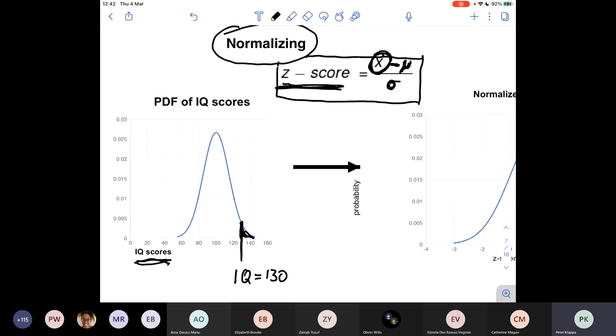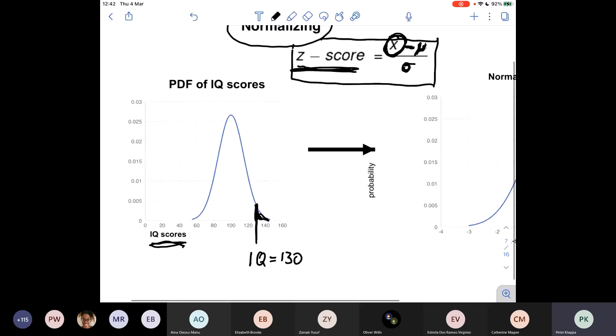So let's do an example. For our IQ of 130, what would be the Z score? Can you quickly try that? Mu, we said, is 100 and sigma is 15. What would we get for the Z score in this case? For IQ 130. Absolutely right. So the Z score is 2.